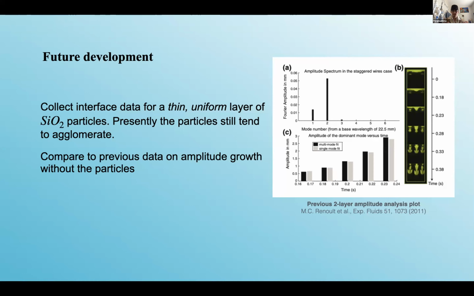And the next step would be for us to form a uniform layer of silicon dioxide particles. That's something we've been struggling to do so far, for unknown reasons. I believe some things we can do are probably to change the ratio at which we premix the colloid with manganese chloride solution, and then during the deposition stage, you try your best to disperse the particles evenly, or maybe you might even have to resort to another sort of particles that are functionalized and designed to prevent themselves from clumping up together. So that's basically what this project is about.